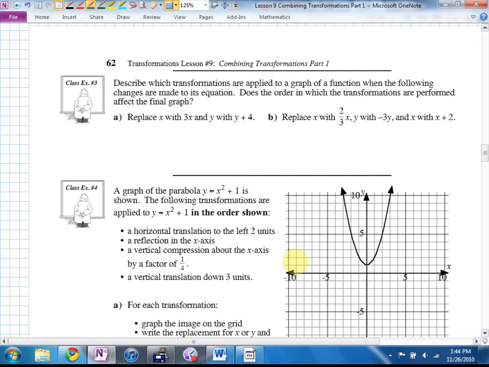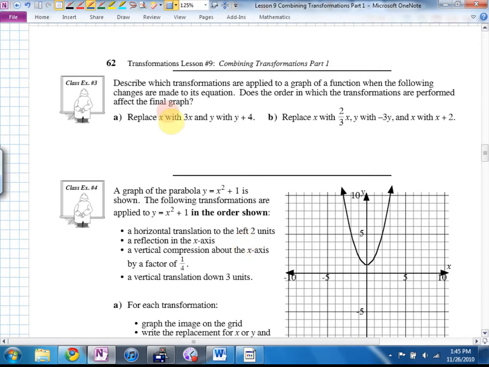It says, describe which transformations are applied to a graph of the function when the following changes are made to its equation. And then it asks, does the order matter? Honestly, I don't much care. I'm always going to do it in the correct order, except sometimes they will give you a question where they demand that you do it in their order. For example, what does it say in example 4 in bold font? What they're saying is, do it our way. So if they do say that, don't worry about the proper order. They have a reason for doing it in the wrong order. They want to guarantee that you get a certain shape, probably.